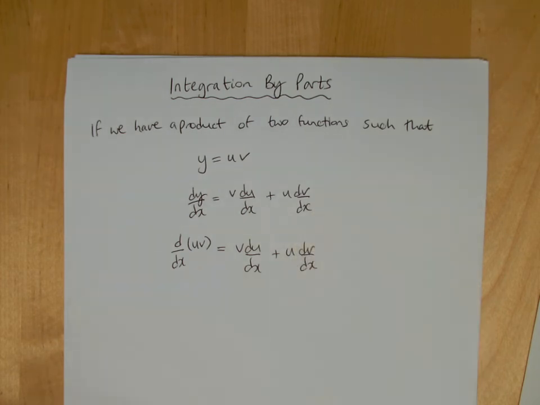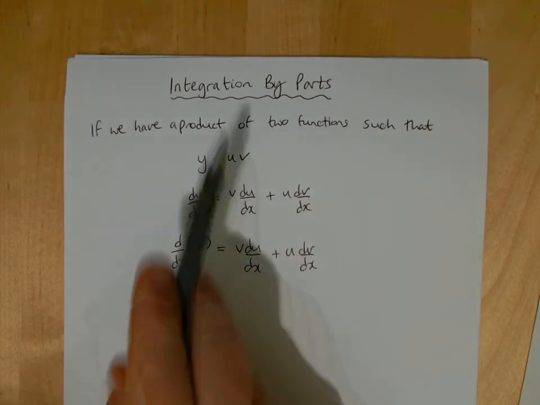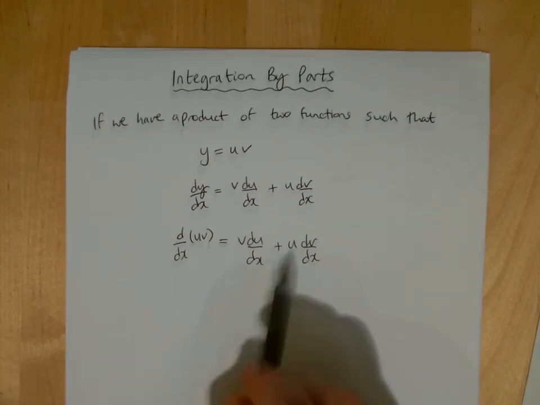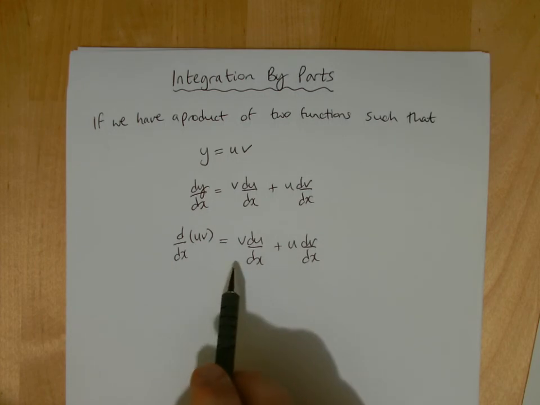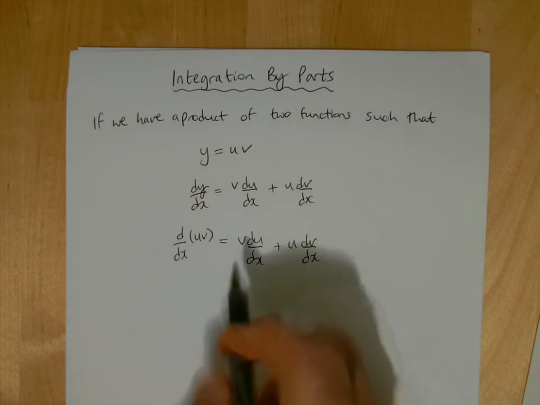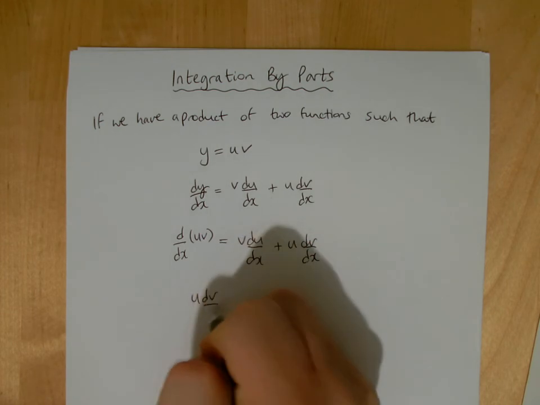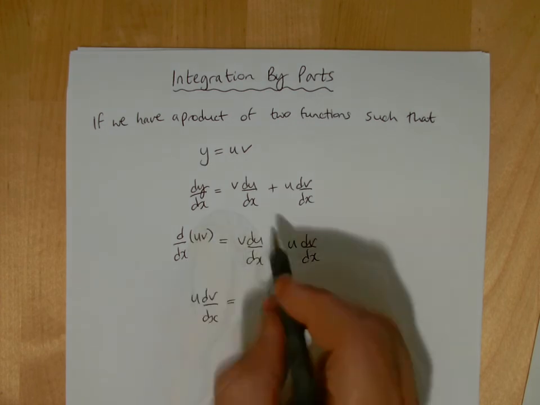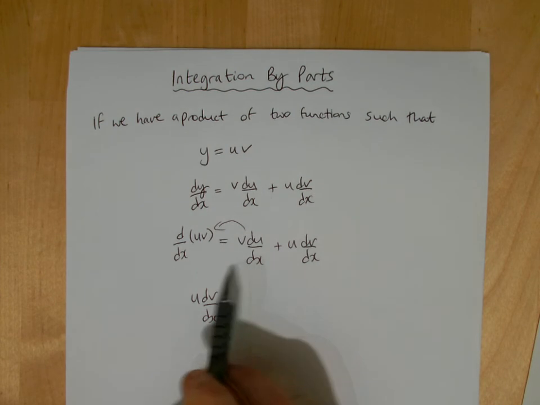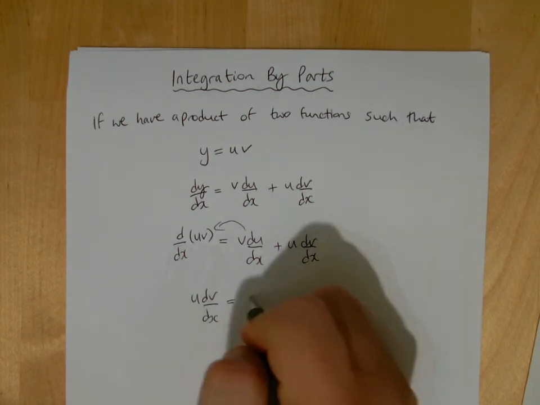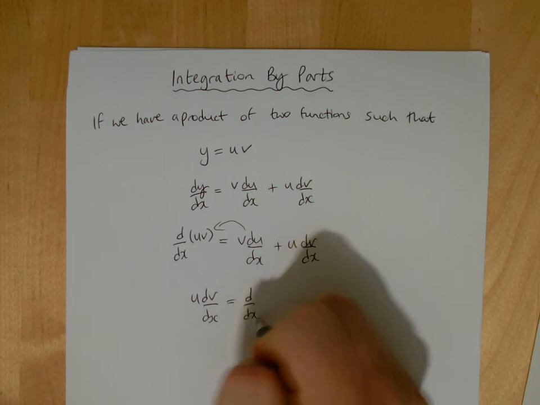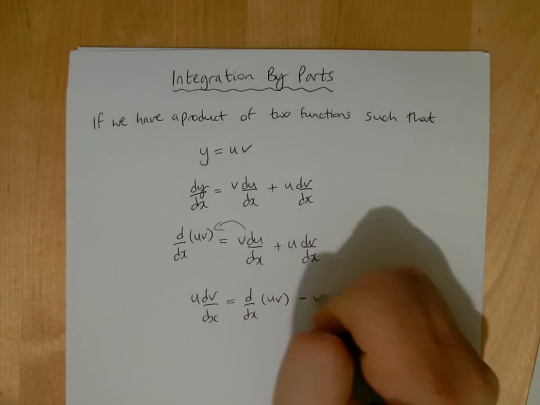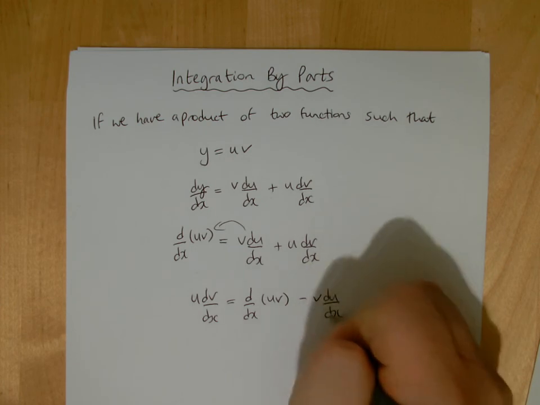What I'm going to do then, to get the formula for integration by parts, is rearrange this. I'm going to write this so that I've got u dv dx on one side. I'm going to keep that on one side and take this over to the other side. So I end up having d by dx of uv, and of course, if I take that over, it becomes minus v du by dx.